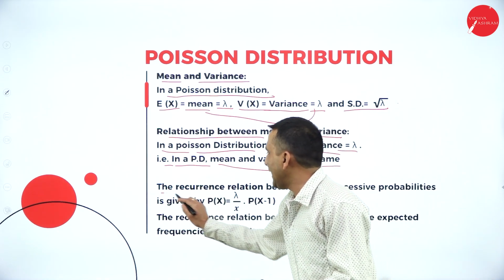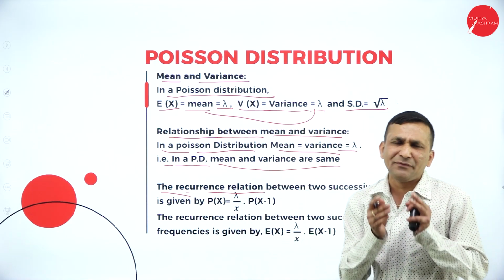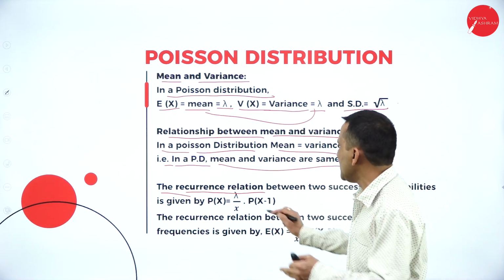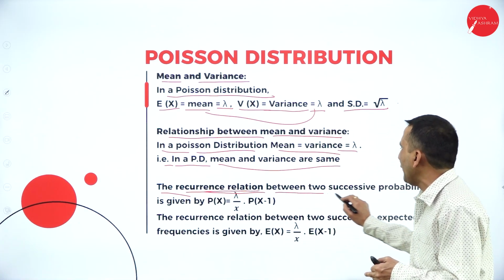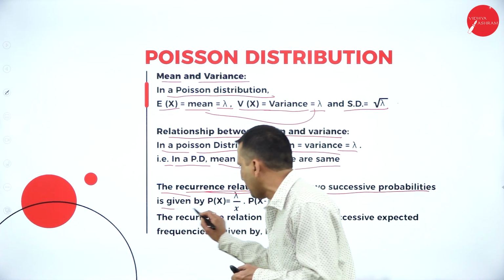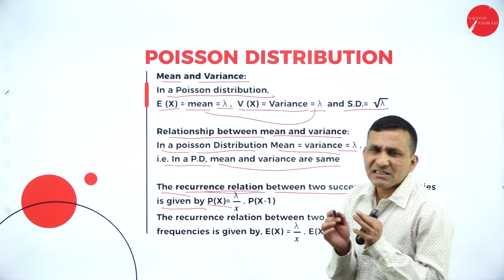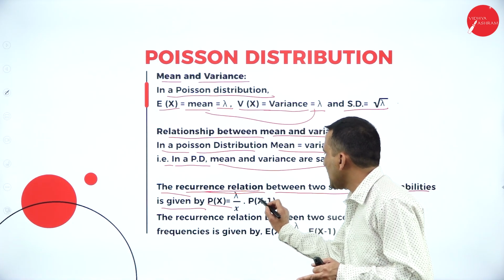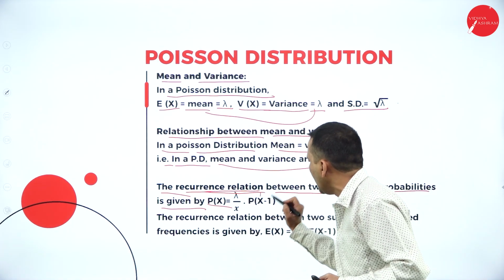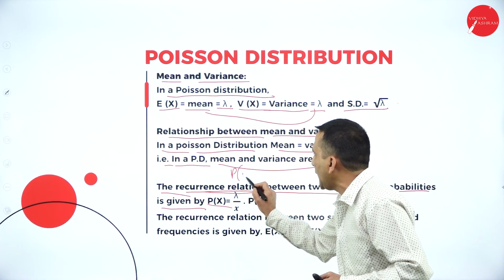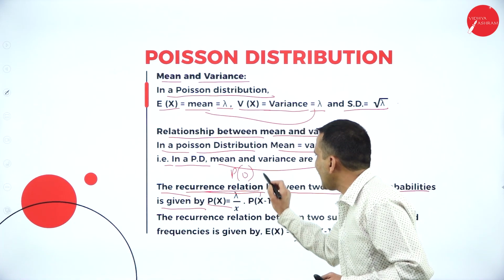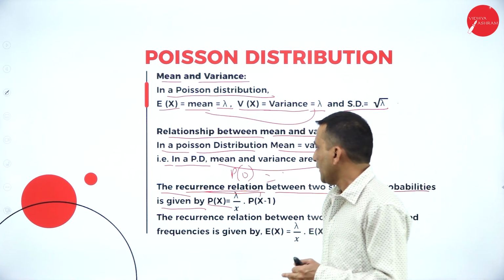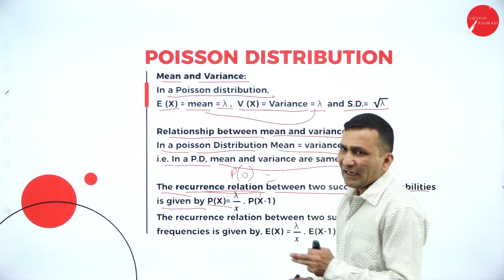The next one is the recurrence relationship, which starts from 0 and carries on for 1, 2, 3 and so on. The recurrence relationship between two successive probabilities is given by P of x equals lambda divided by x into P of x minus 1. For example, the next recurrence value is 1. Previously we already calculated P of 0, so x minus 1 is equivalent to the previous value of the Poisson variable that you calculated.